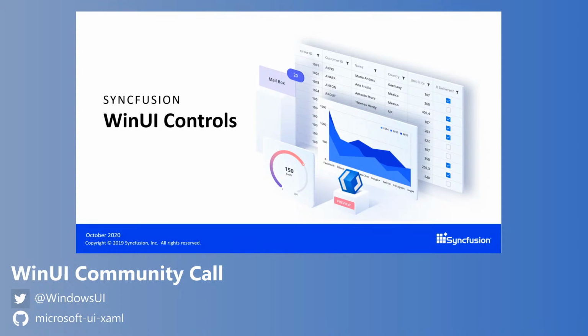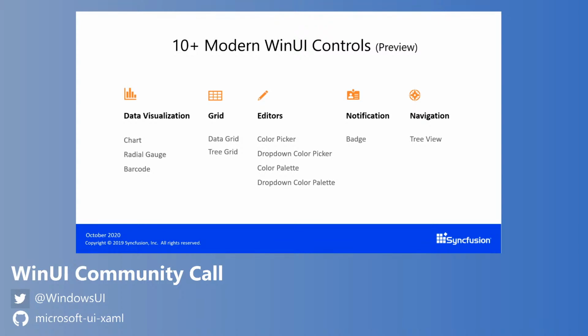So a couple of weeks back, we released our first version of WinUI controls. All our WinUI controls follow Fluent design and also support light and dark themes along with complete localization support. Our first version includes 10-plus new controls ranging from bigger controls like chart and data grid to smaller controls like badge and barcode. With these controls, you can start off with WinUI development. Our WinUI suite is in free preview version, so give it a try. Let's jump into the demos.